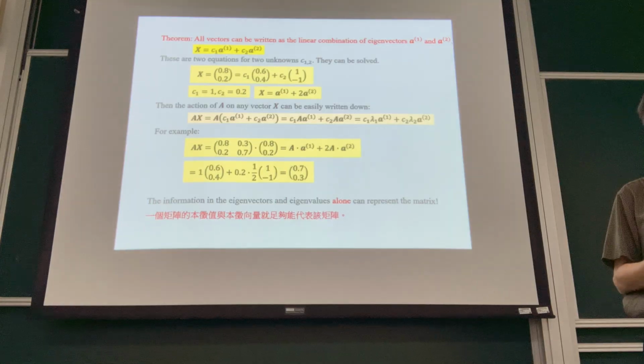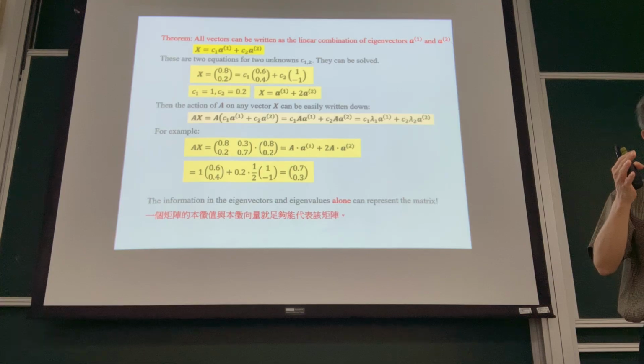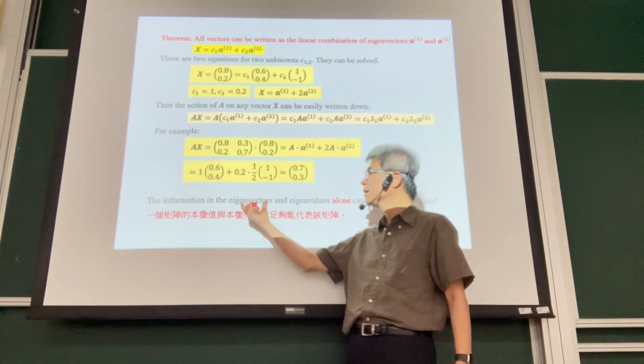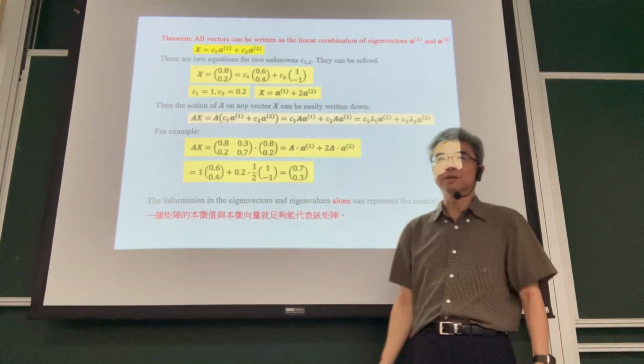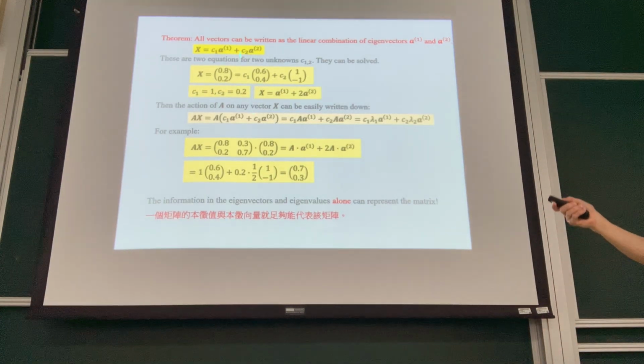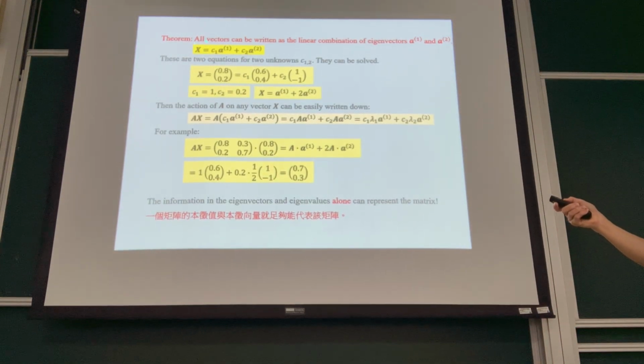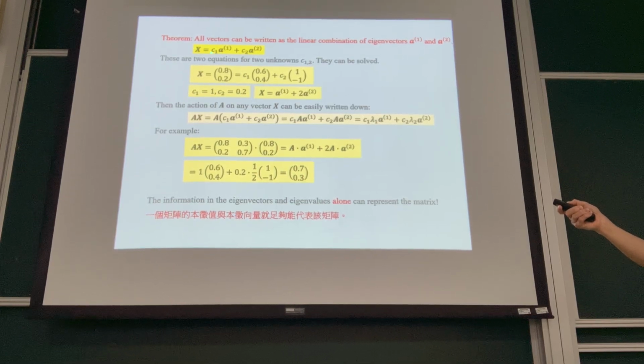Okay, that's so important for mathematicians because that means all the essence of the matrix is stored in the information of the eigenvectors and eigenvalues. The trick is like this. Any vector could be decomposed into a linear combination of A1 and A2. A1 is one of the eigenvectors, A2 is another eigenvector. So I will show very soon that any vector could be decomposed into C1, a constant, times A1 plus C2 times A2.